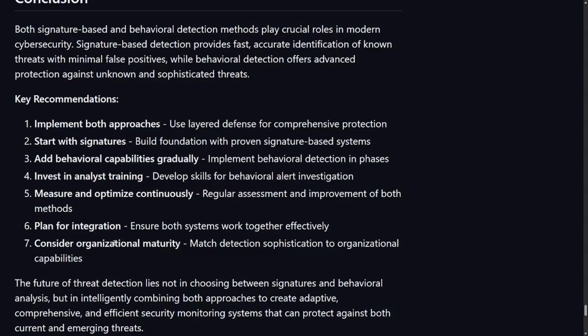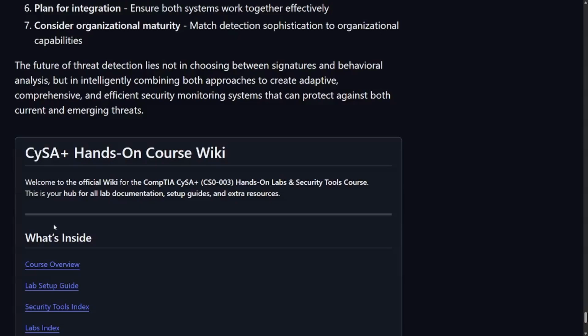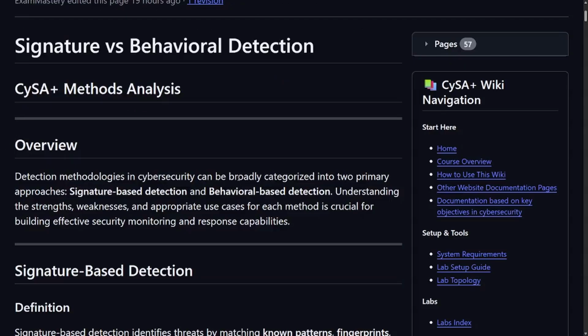Start with a signature-based foundation with proven signature-based systems. Add behavioral capabilities gradually. Implement behavioral detection in phases. Invest in analyst training. Develop skills for behavioral alert investigation. Measure and optimize continuously. Regular assessment and improvement of both methods. Plan for integration. Ensure both systems work together effectively. Consider organizational maturity. Match detection sophistication to organizational capabilities. So that is that for threat detection with signature versus behavioral, right?